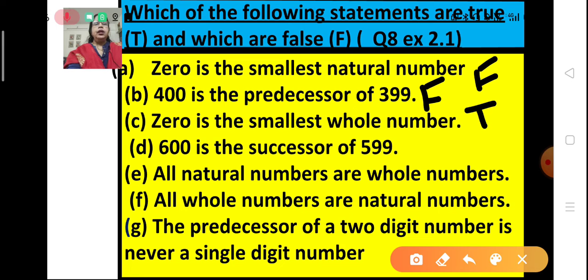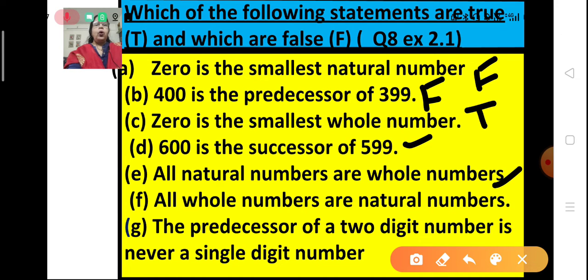And then D, 600 is the successor of 599. Yes, it is right, isn't it? Successor, next number, we get by adding 1 to this number. So 600 is the successor of 599. E, all natural numbers are whole numbers. That is also right, isn't it? All the natural numbers are also whole numbers.